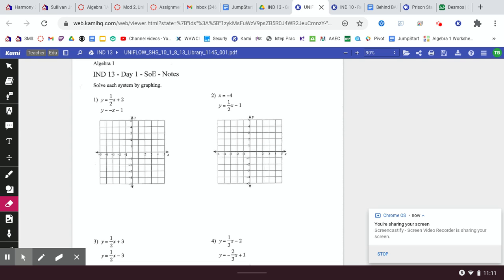All right, indicator 13. We are covering day 1 and day 2. So in your notes, I want you to start out with a heading, 13.1 or indicator 13 day 1, however you want, but I want you to separate it in your notes because you're going to have both days in your notes today. Okay?